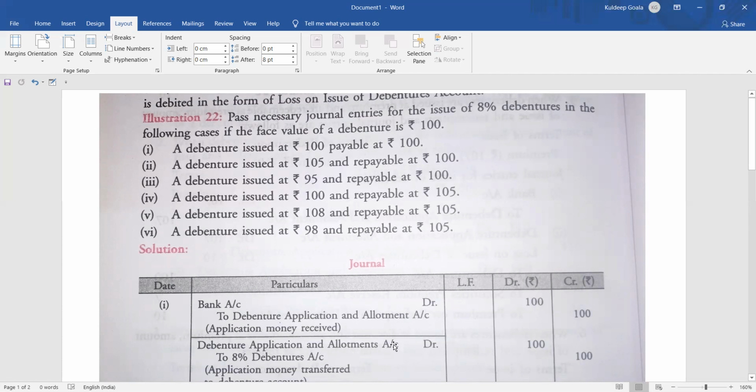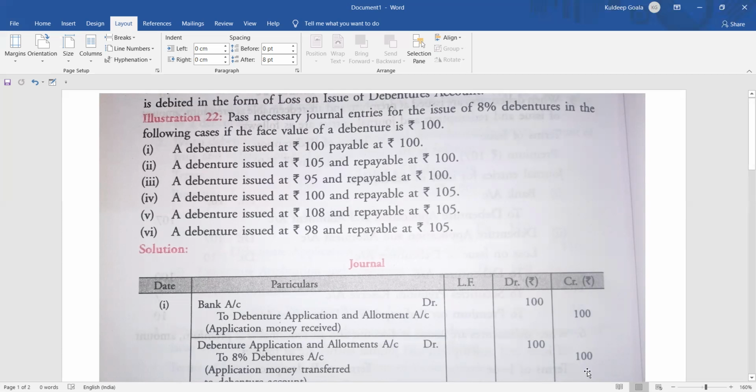We are closing that account and the money will go into the 8% debenture account. It is a liability, which is why it is not shown as debenture capital account. It will be the 8% debenture account. It will not go into any share capital or debenture capital, because it is a debt fund, a borrowed fund. That is why it is the 8% debenture account, 100 rupees.